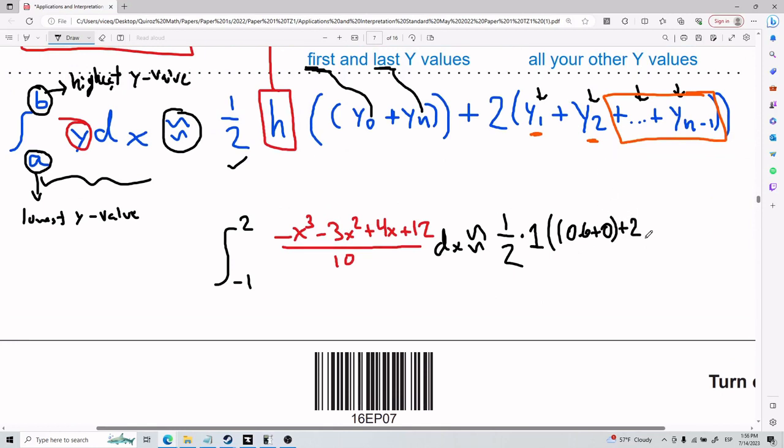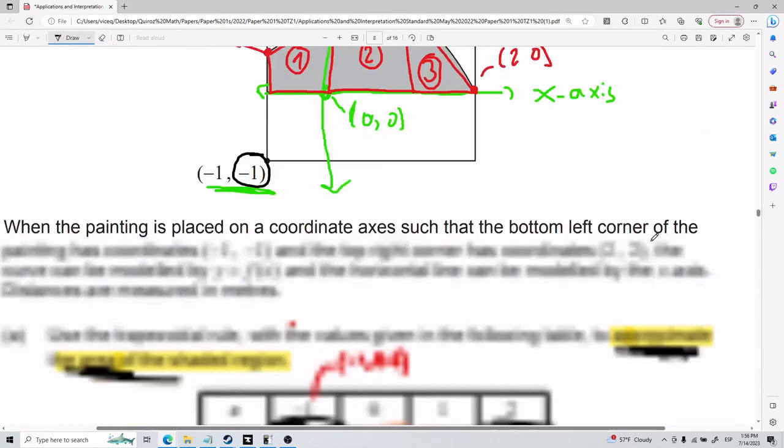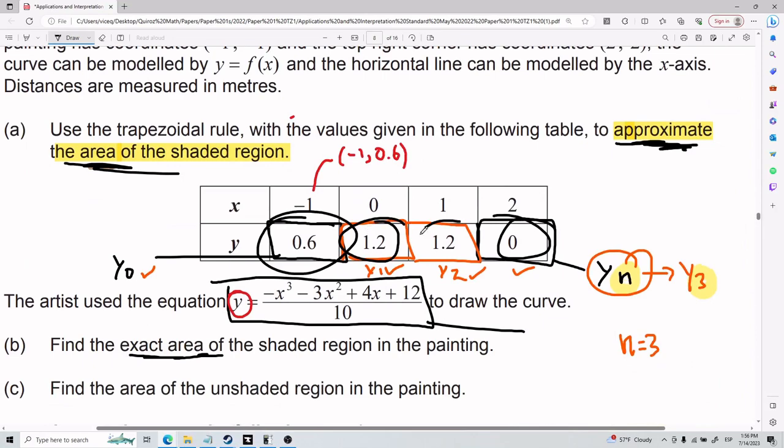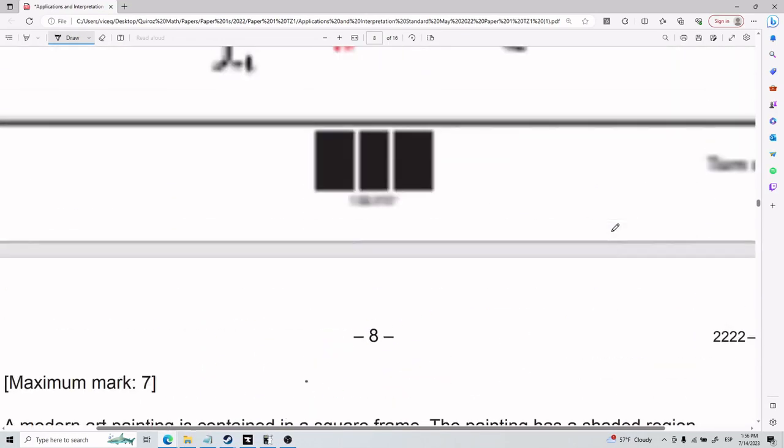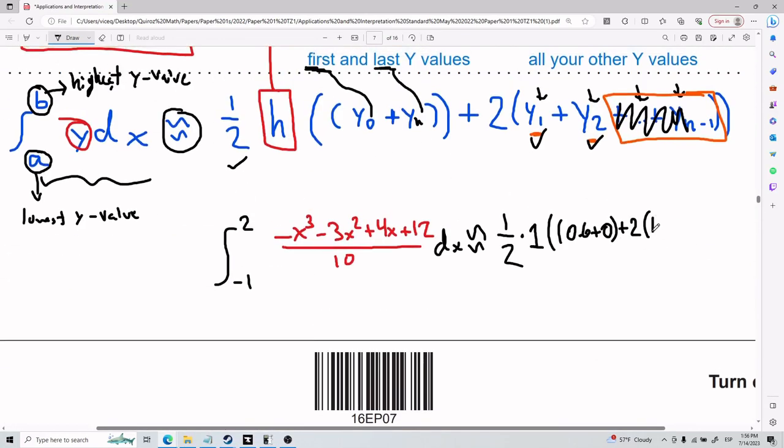Plus 2 times all my other y values, which in this case is only y1 and y2. I don't have y3 or y4 in between. My y3 is my last one. I'm putting it here. So it's plus 2 parentheses 1.2 and 1.2. So 2 times 1.2 plus 1.2.